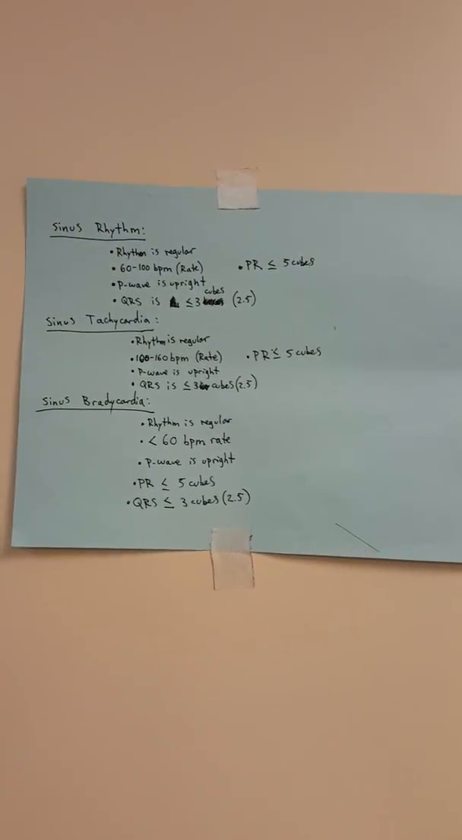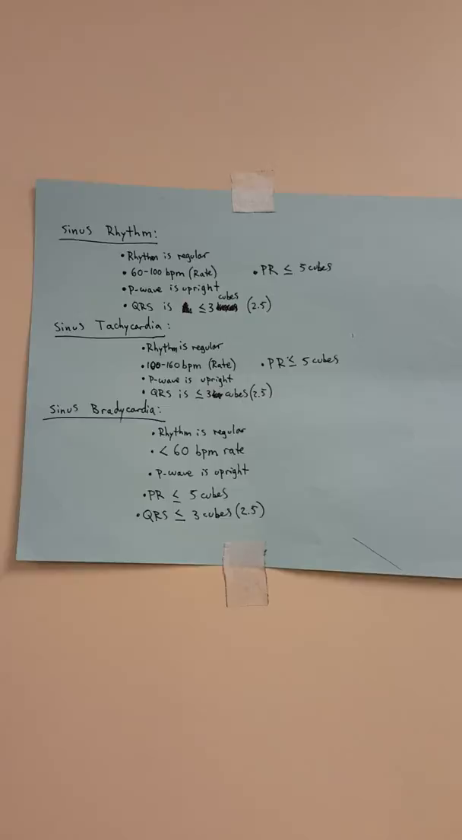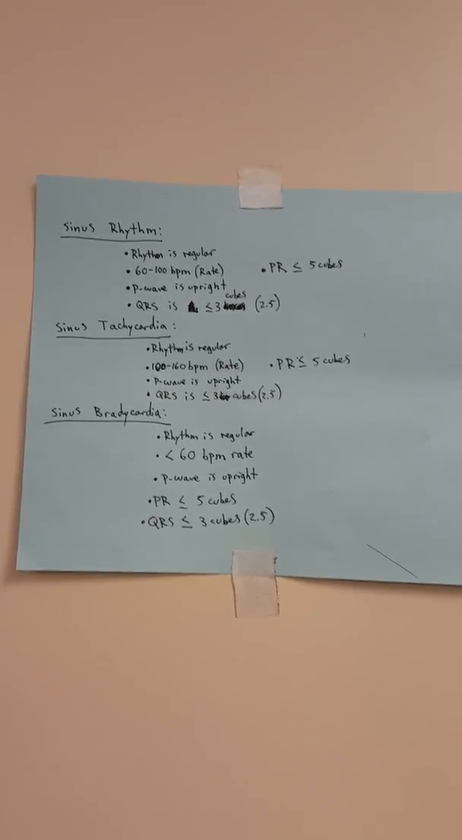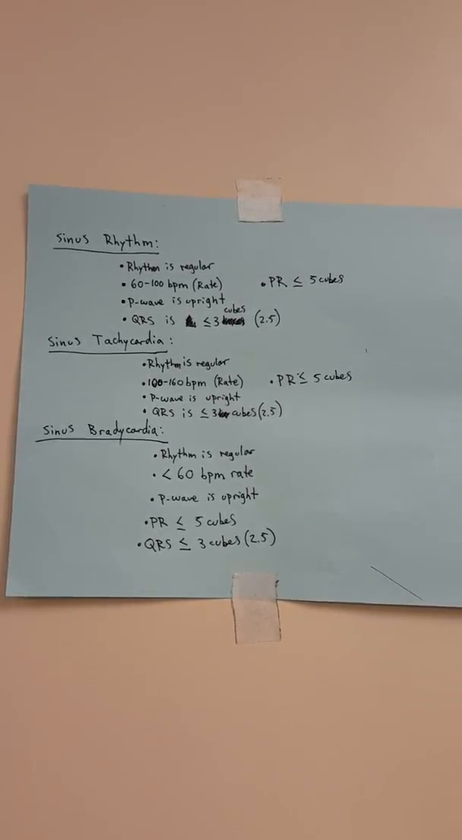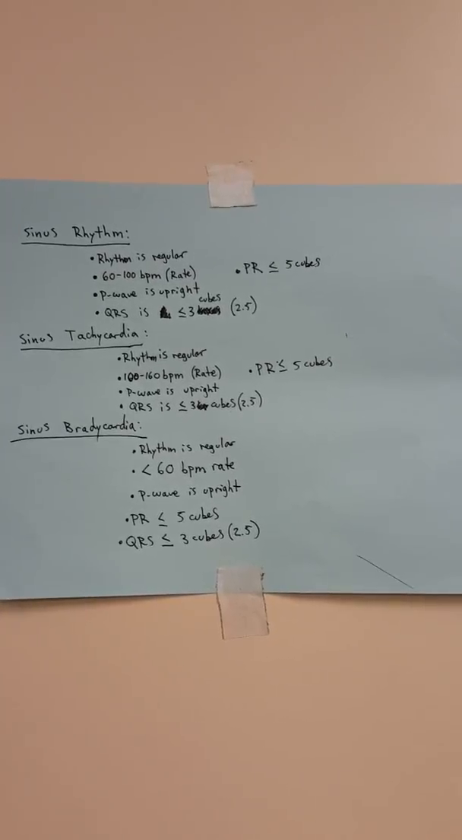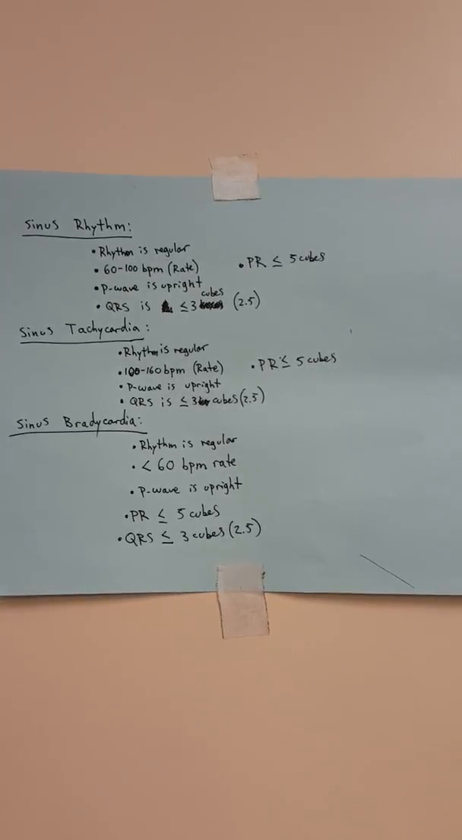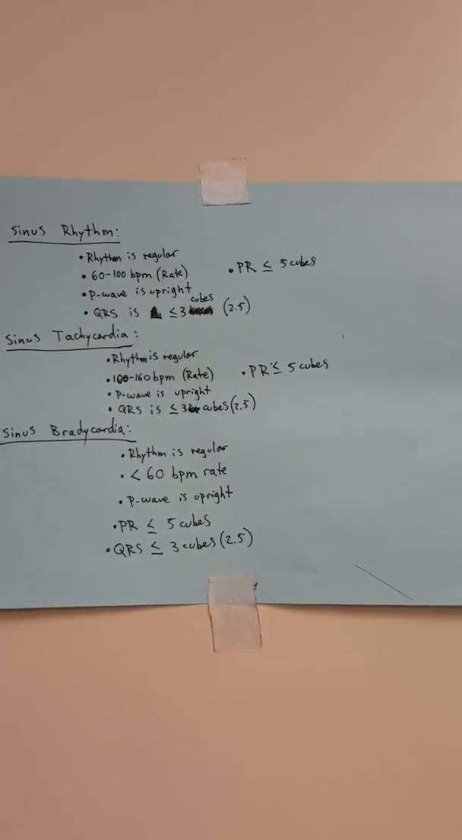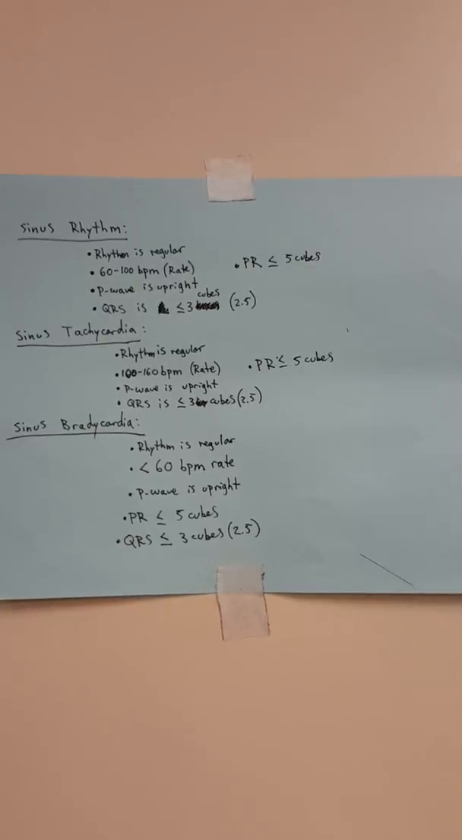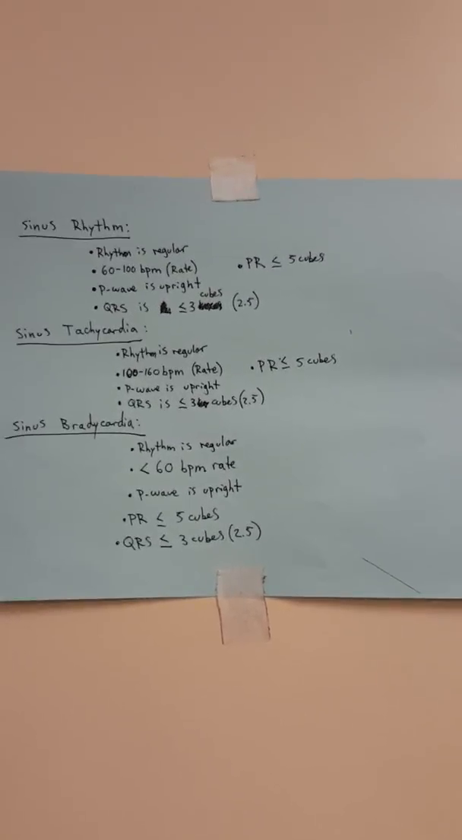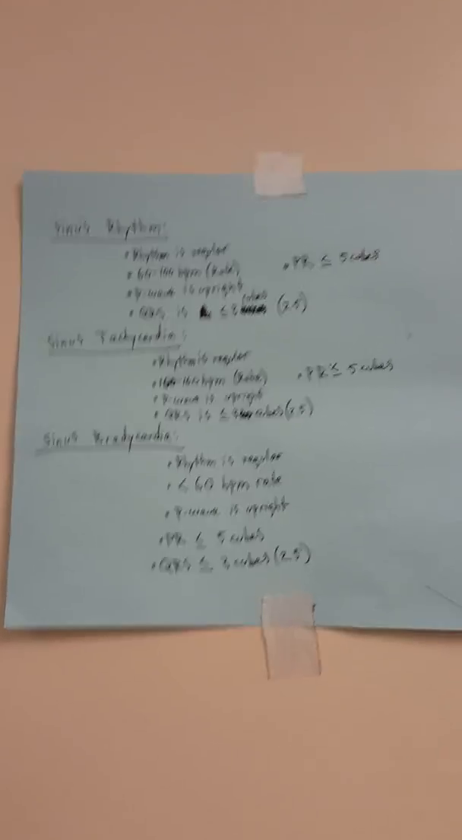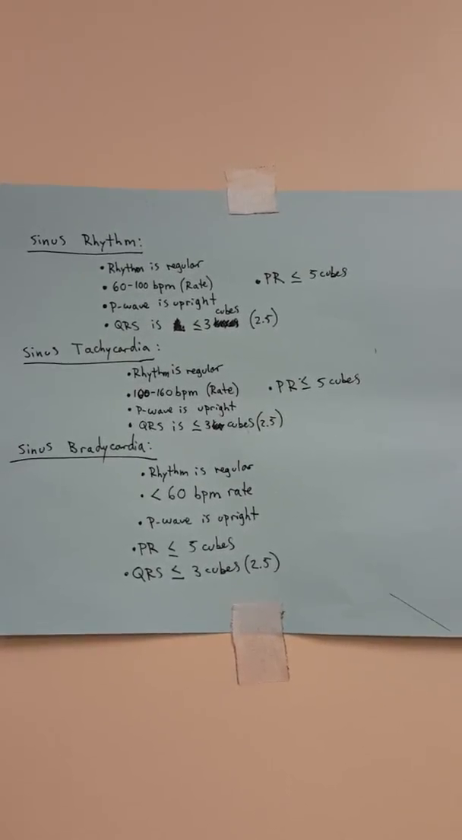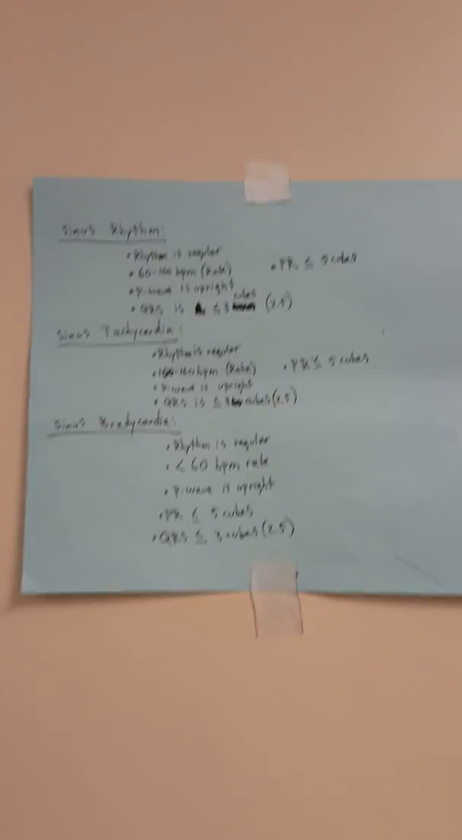Alright, these are some other numbers we must memorize or be familiar with. A normal sinus rhythm is characterized by a regular rhythm, 60 to 100 beats per minute. A P wave is upright. The QRS is less than or equal to 3 cubes, which are the smallest squares, sorry. It's actually 2.5, but I just round up to 3. PR interval is less than or equal to 5 cubes.